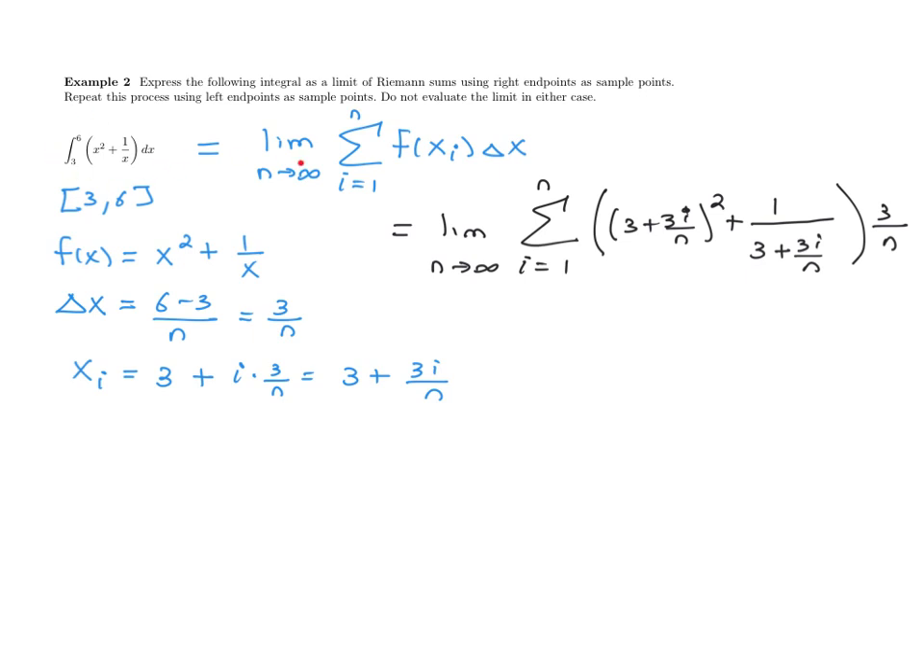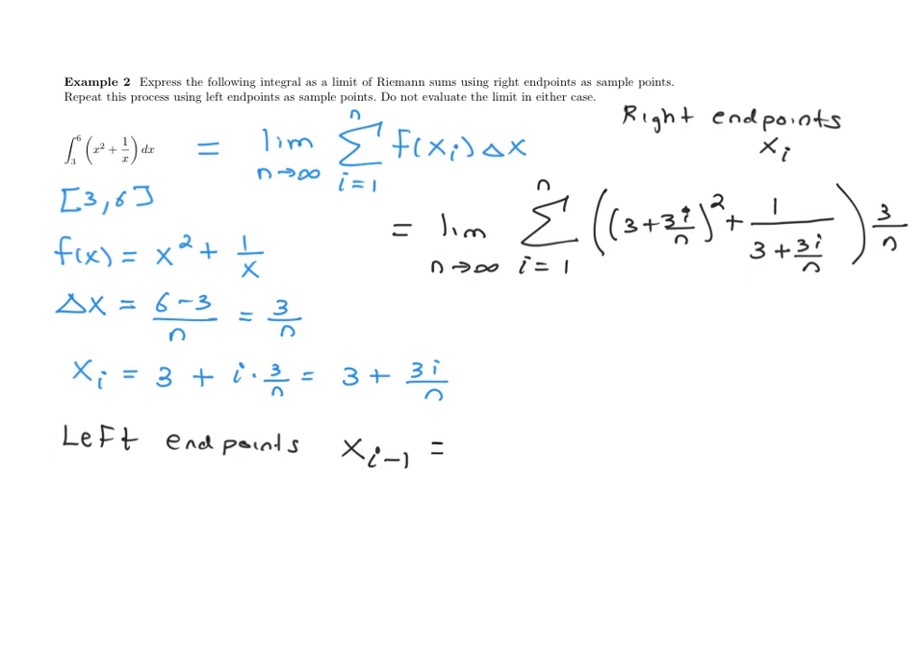Now, how would I set this thing up, this sum over here, if I wanted to use left endpoints as the sample points instead of right endpoints? And this is a very simple fix. If we're using the right endpoints, you're going to use x sub i, because our sum starts at x sub 1, which was the first right endpoint. If you want to use left endpoints, one way to do this is to use x sub i minus 1 if your sum starts at 1.